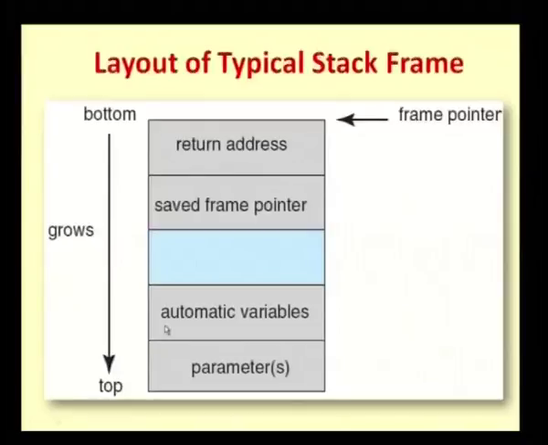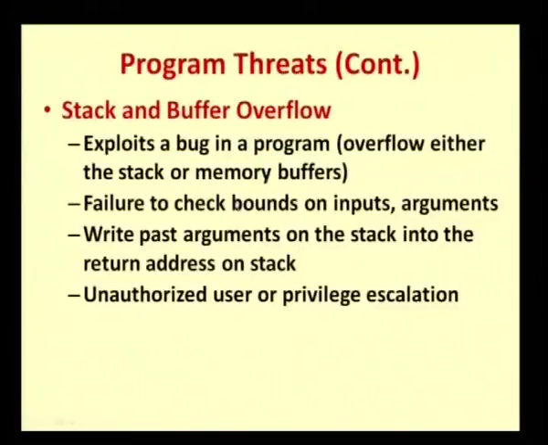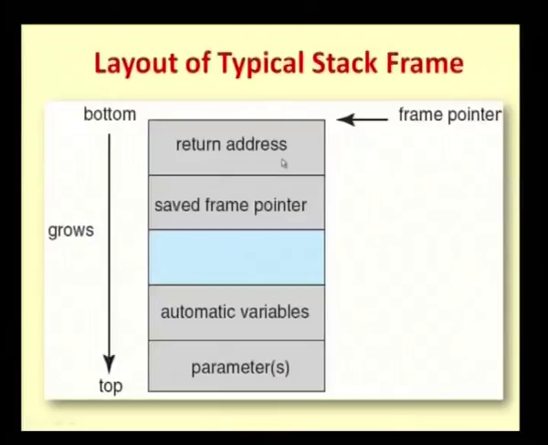Then we will see the layout of a typical stack frame. Here we have a return address, saved frame pointer, automatic variables and parameters. So, this is a frame pointer. This layout denotes the program threat. This is how it works, and it grows from the bottom and reaches the top. Based on the explanation given for stack and buffer overflow, this diagram is shown.